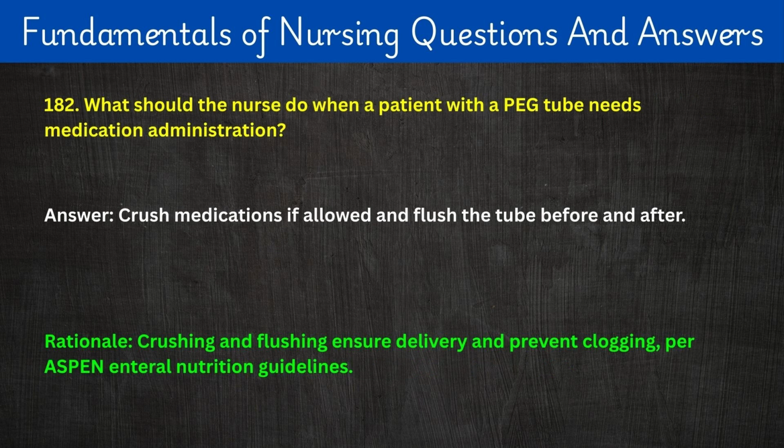182. What should the nurse do when a patient with a PEG tube needs medication administration? Answer: crush medications if allowed and flush the tube before and after. Rationale: crushing and flushing ensure delivery and prevent clogging, per Aspen enteral nutrition guidelines.